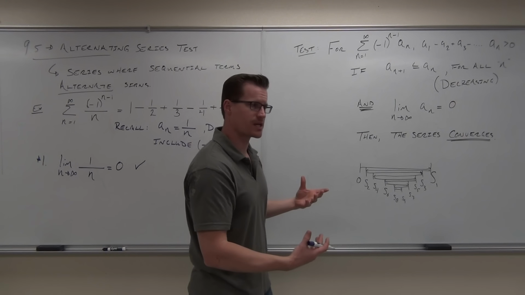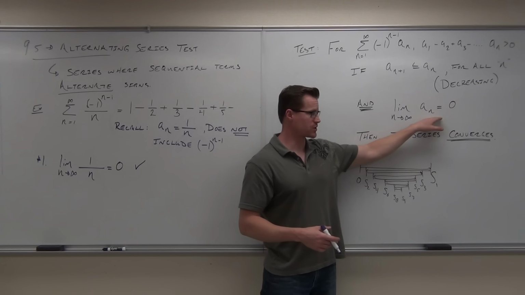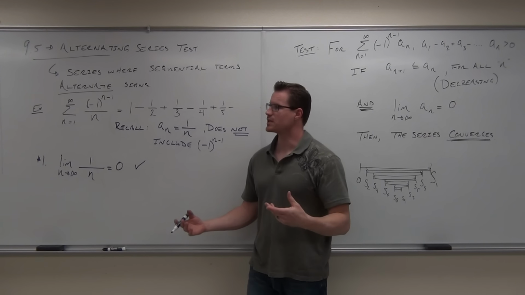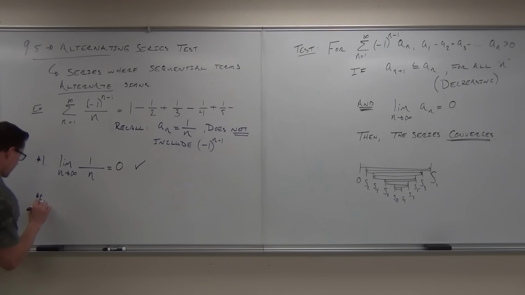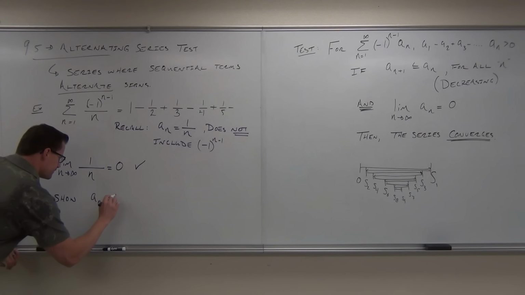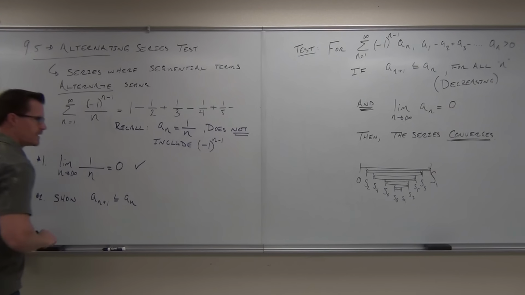So this is a two-part test. It's do the version of the divergence test, and then secondly, show that this thing is actually decreasing. So number 2. How in the world do we do that?